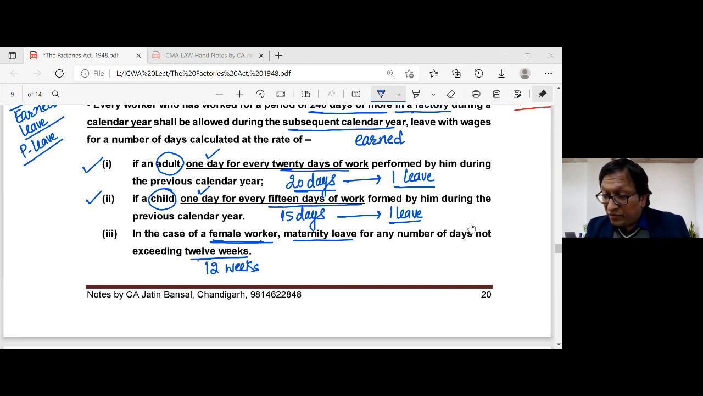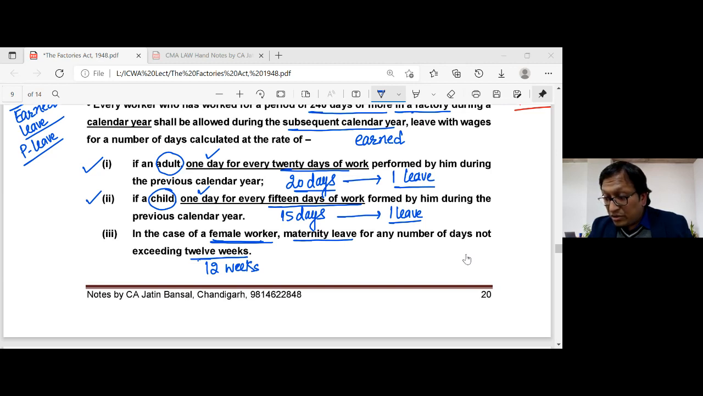Sir, to which type of factories is this act applicable? Lakshmi Priya, I told you, if you are working with the aid of power and your factory is having 10 or more persons on any day during the preceding 12 months, then this will be applicable. It is applicable on all sort of factories.